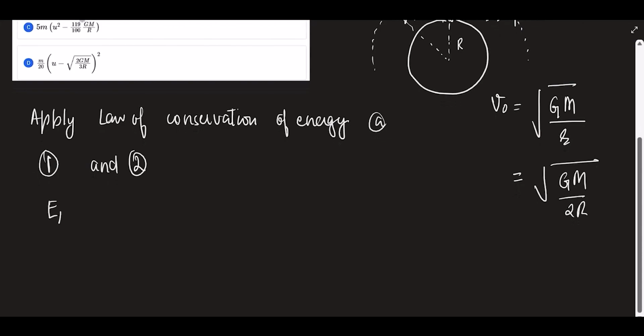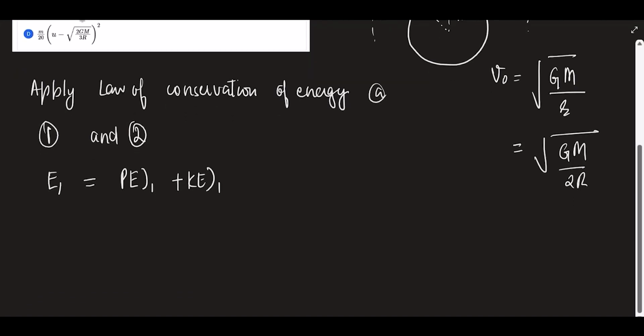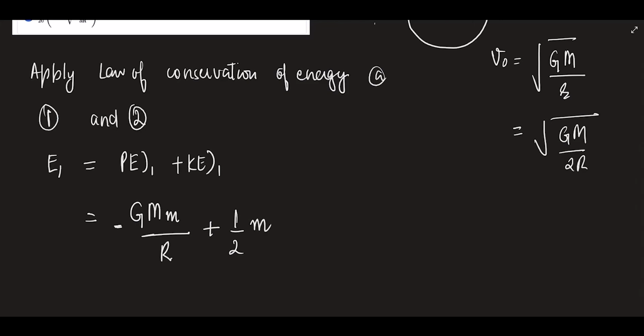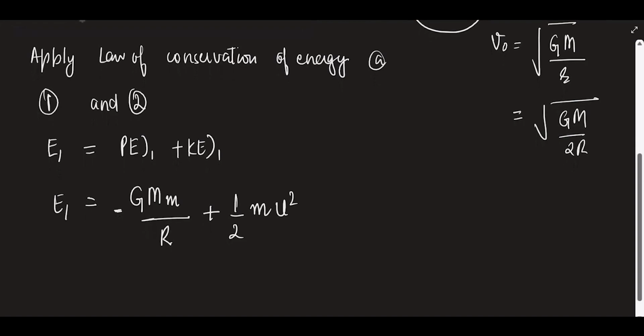So I can say that the energy at 1, the total energy, is the sum of the potential energy at the first point and the kinetic energy at the first point. So let us see what the potential energy is. We know the potential energy formula is minus G, the mass of earth, the mass of satellite, divided by the distance, that is r, at position one. The kinetic energy is half, and the mass of the satellite is m, and initial velocity is u square. So this is the energy at 1.